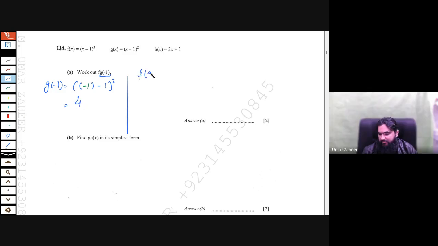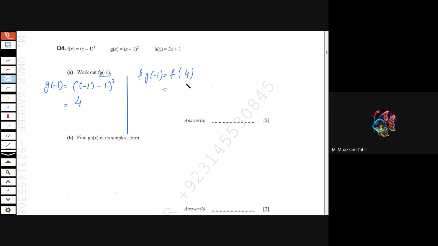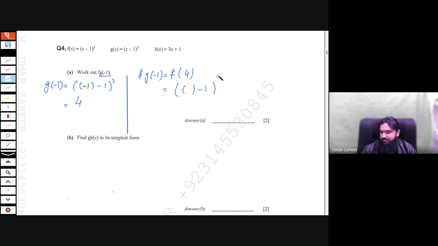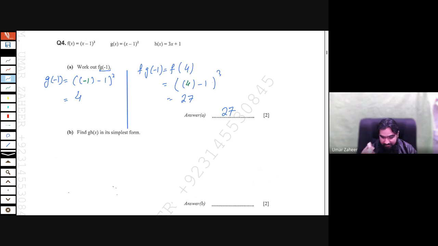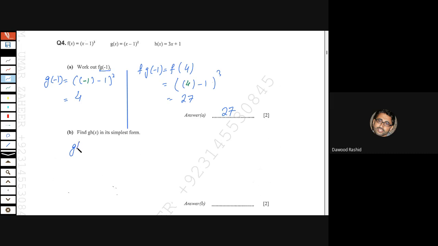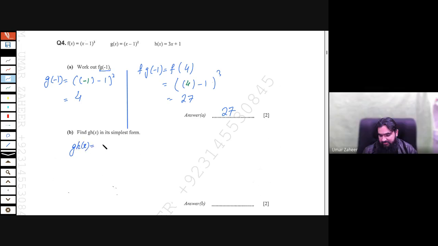Alright. Now f into g of minus 1. f as it is, g of minus 1 is 4. Which function is applying? x minus 1 whole cube. And at the place of x, we have to substitute 4. 4 minus 1 is 3. 3 cube is 27. Yes, Mustafa. Tell me about the B part. So still we have to find g into h of x. Yes.